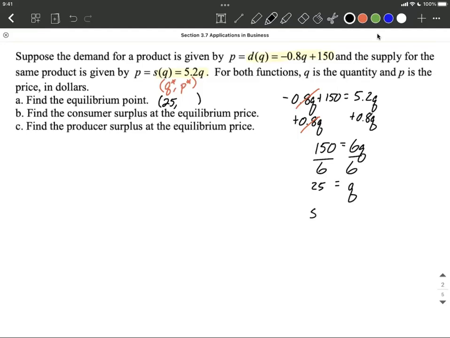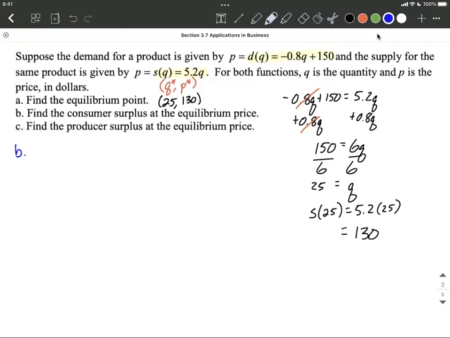Now I'm going to go ahead and plug it into the supply function. So evaluate the supply function at 25, 5.2 multiplied by 25. I got this to work out to be 130. We would get the same result if we plugged into the demand function as well. All right, on the next part, on part B, let's go ahead and find the consumer surplus.